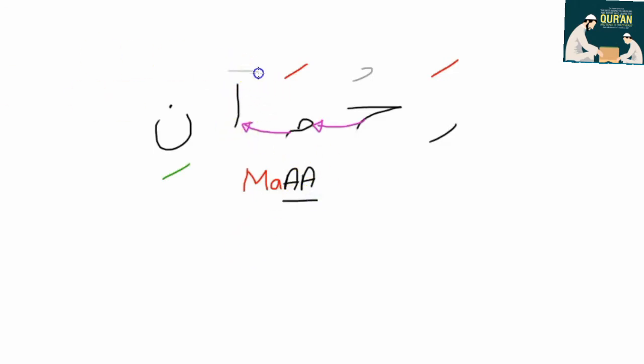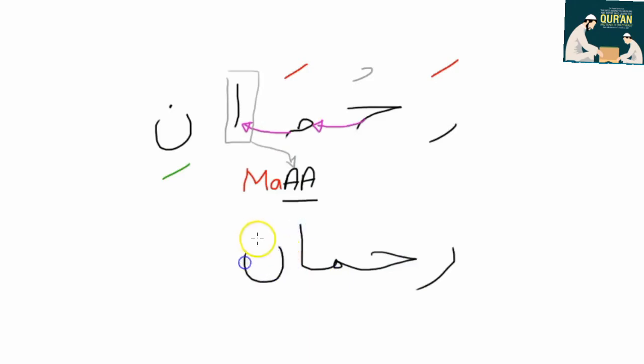Okay, so that's the alif, and all it does is stretches the letter before it. Ma. So rahmani. Rahmani. So give it a little stretch. Rahmani. Now it's written like this. If you put it all together, it's written like this. Rahmani.